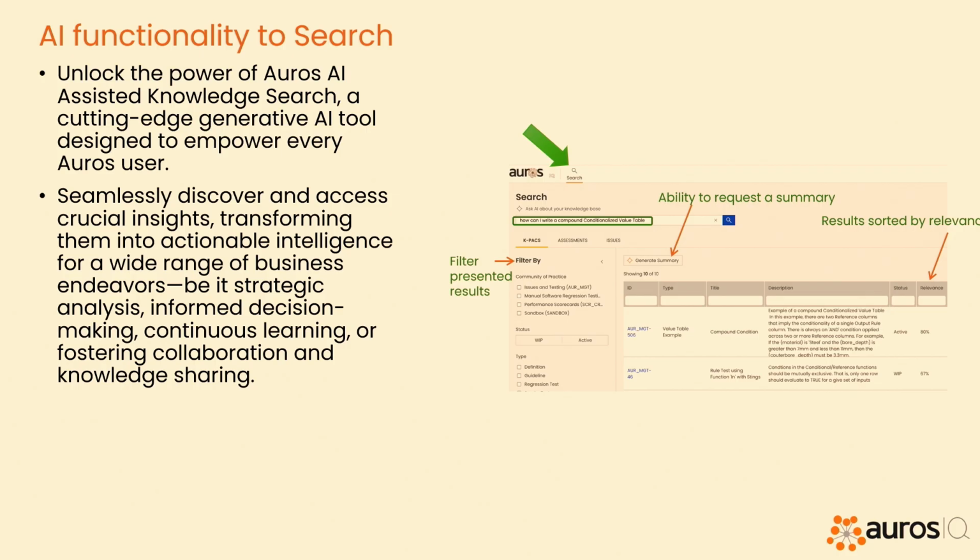So if you get your results and you're like, oh, I know it's in this particular COP, you can filter to only show those KPACs from that particular COP. You can also filter the KPAC types as well. So you can take that list and pare it down even more to find exactly what you're looking for.